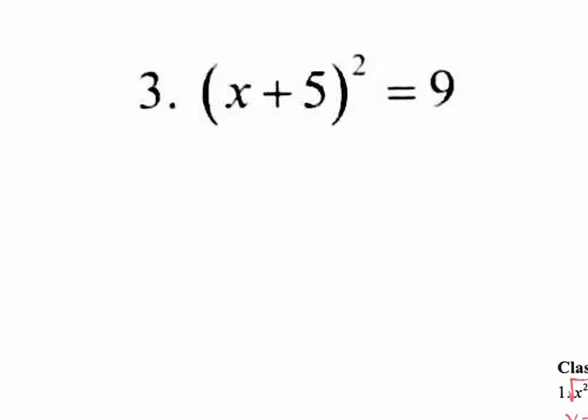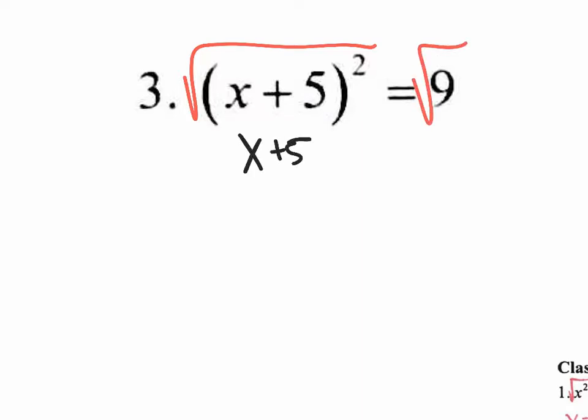I need to get rid of that square by square rooting. So I will have an x plus 5, no more square, equaling, whenever I apply a square root in an equation, I must put a plus or minus in front of my answer, which is 3. Okay? Now, I still need to get rid of that plus 5, so I'm going to subtract 5 on both sides.